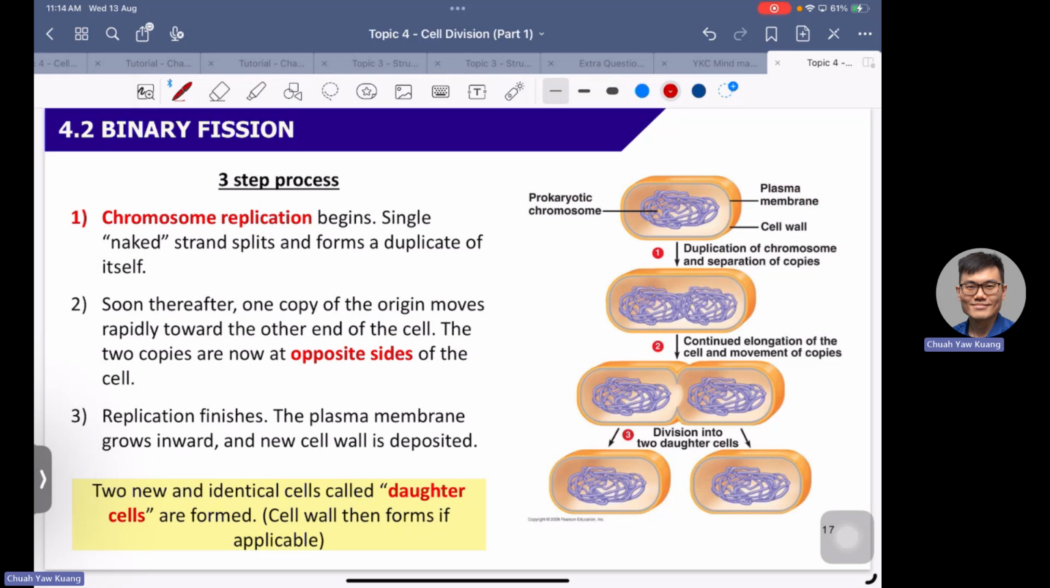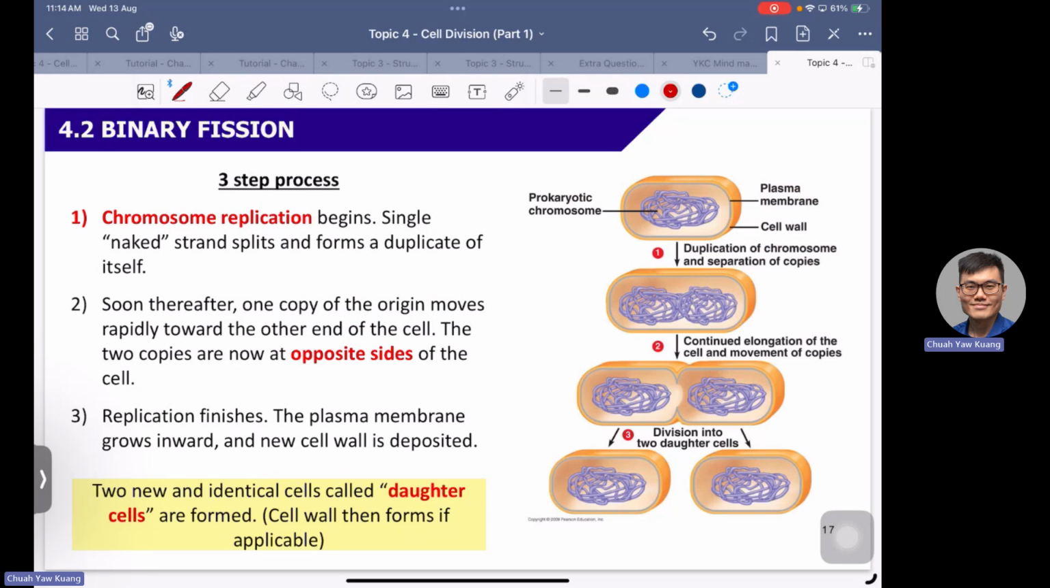Then step number two is elongation. After they replicate, you can see the cell will start to elongate. When the cell elongates, the DNA will move to different sites. That's the second step: cell elongates, DNA moves to different sites.